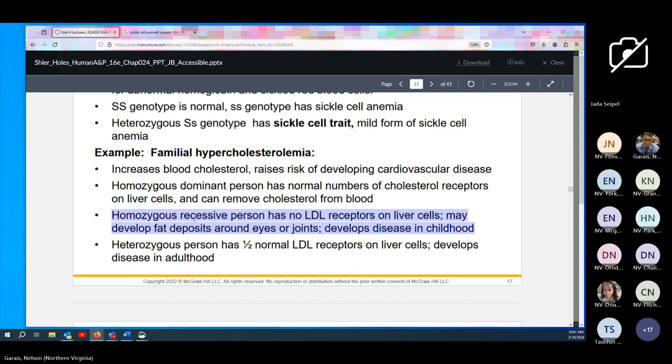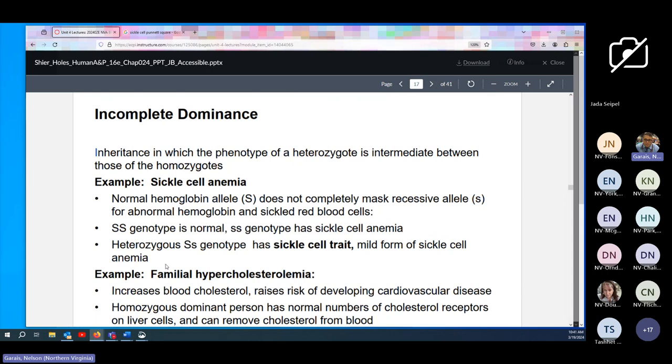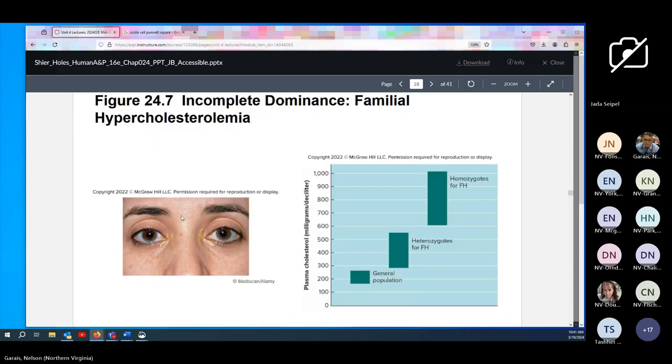Okay. So familial hypercholesterolemia and sickle cell, incomplete dominance. How do I know? There are multiple levels of disease. And you can see here, right? The general population has cholesterol around here. If you're homozygous, look at that. Look how high it is. Ridiculous. Heterozygous, not so bad.